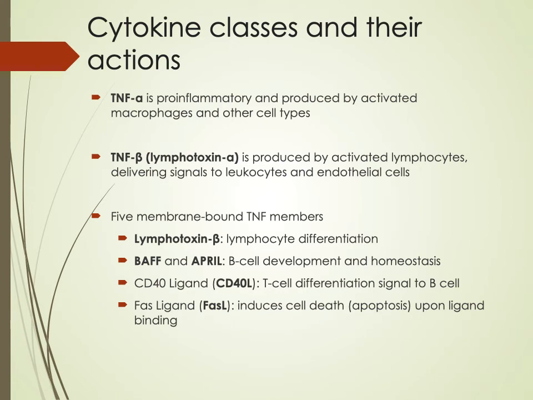Lymphotoxin B is another TNF member, and so it helps with lymphocyte differentiation. Some other TNF members that we'll talk about in the course of this semester are BAFF and APRIL. So those are important when looking at B cell development and homeostasis. So again, we'll talk about those later on in the semester. CD40 ligand or CD40L is important for T cell differentiation, signaling to B cells. So again, we'll talk about those later on.